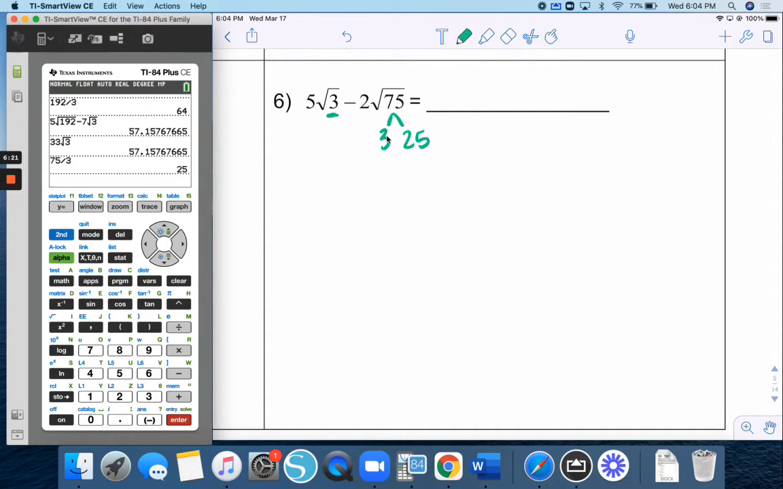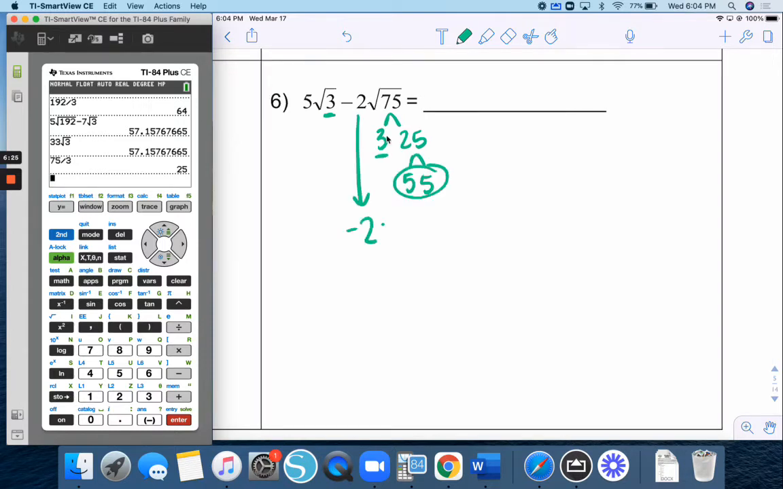25 is 5 times 5, so I can take out the 5s. So I had a negative 2. I'm taking out the 5s, and I'm leaving the 3. And then I'll just bring that front part down, just like I see it. 5 square roots of 3 is going to go in front.